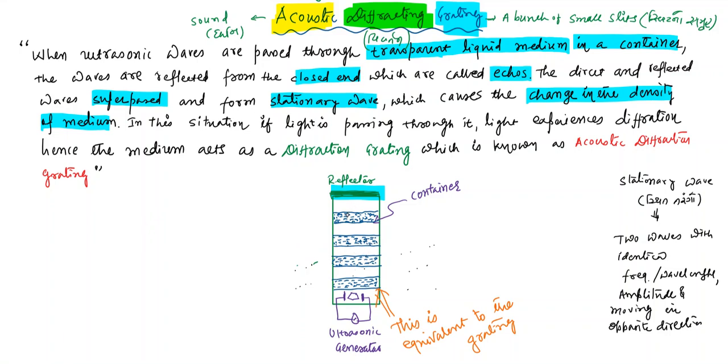So the entire medium, due to the change in density, will act as a grating. And now if we pass light through this medium, it experiences diffraction. So here I write like this, that in this situation, if light is passing through it, it experiences diffraction, and hence the medium acts as a diffraction grating, which is known as the acoustic diffraction grating.